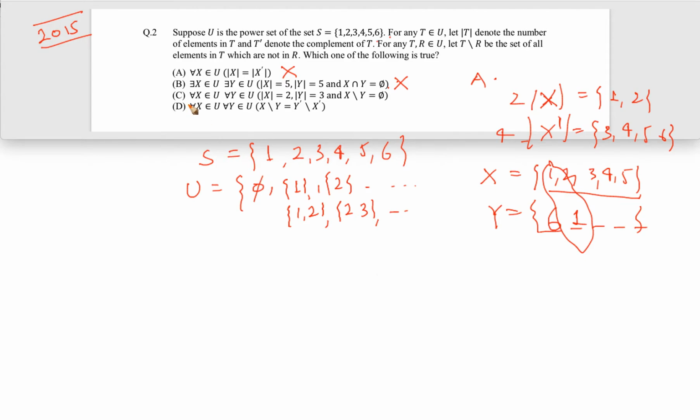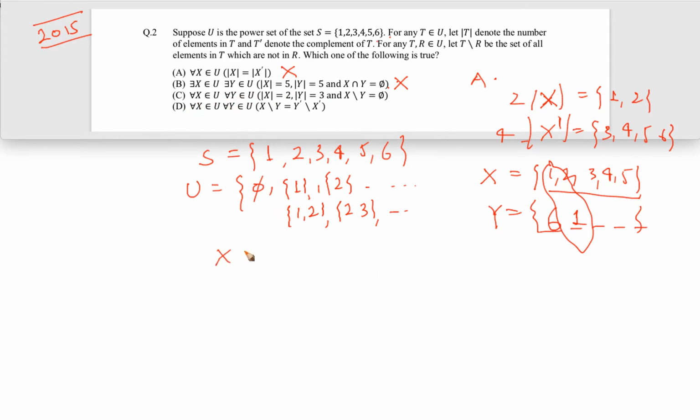Let's come to statement 3. In that they're saying that for all x and for all y belonging to this power set, if the size of x is 2 and the size of y is 3, then at the same time is it possible that x minus y is the empty set? Such a situation is possible, but they are saying that it is the case for all x and for all y?